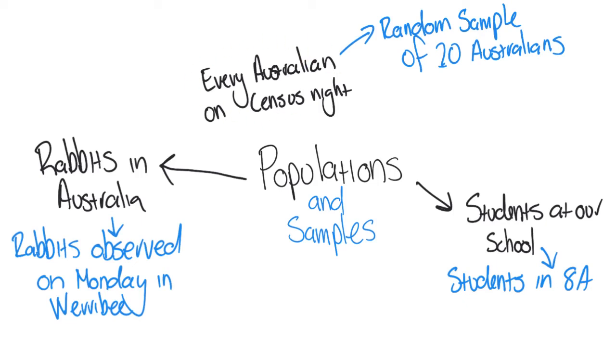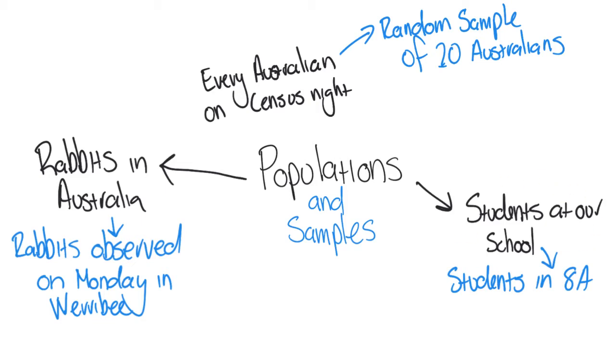Likewise with rabbits. If we wanted to do a survey of rabbits and find out if they had a particular disease, well, it's really hard to find and get access to every single rabbit in Australia, but we might be able to observe and survey rabbits that we can see on Monday in a particular location. Now, it might not be as large of a group as the entire population, but it'll give us a fair idea of what the rest of Australia might look like.